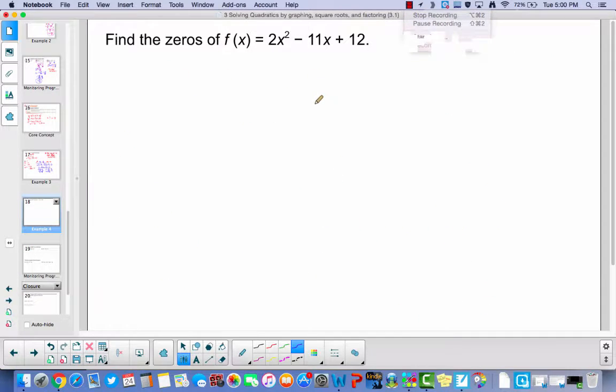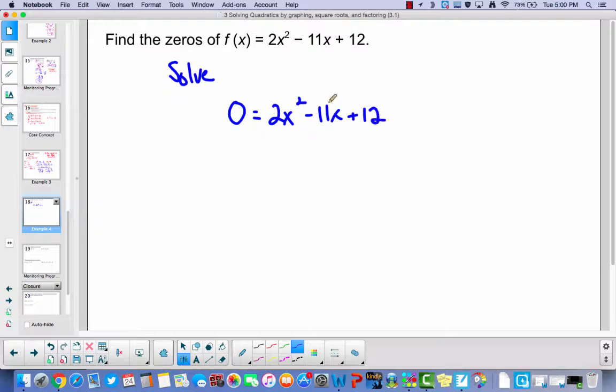Okay, write this problem down. Find the zeros of f of x equals 2x squared minus 11x plus 12. Finding the zeros is just another way of saying find the solutions or solve. If we're going to solve, we're going to set it equal to 0. And so again, we do our A, our B, and our C. A is 2, B is negative 11, C is 12.